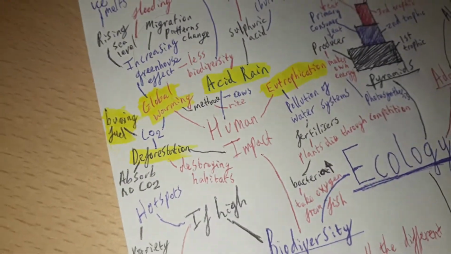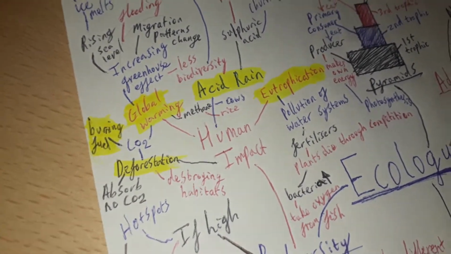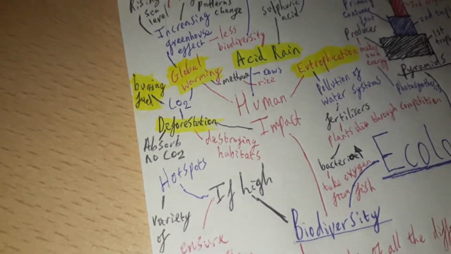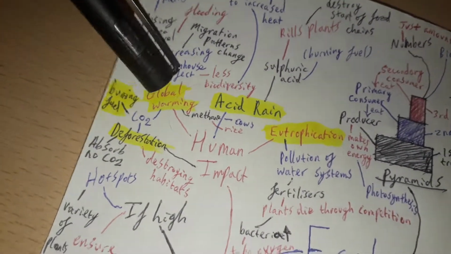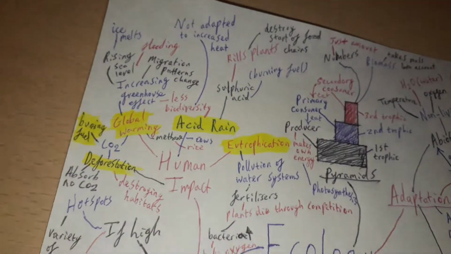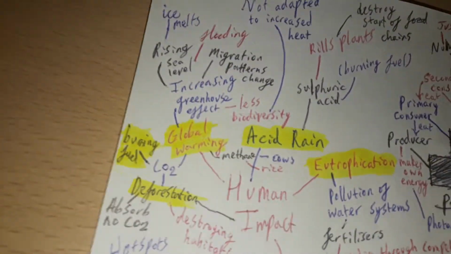And also, it stops the trees from absorbing CO2. And because of this, CO2 is released when they're destroyed. Also, if they're burned as fuel, CO2 is also released. So there's two ways from that less CO2 is being stored, meaning it causes global warming. Another thing that causes global warming is methane, which comes from cows and rice, which is interesting.